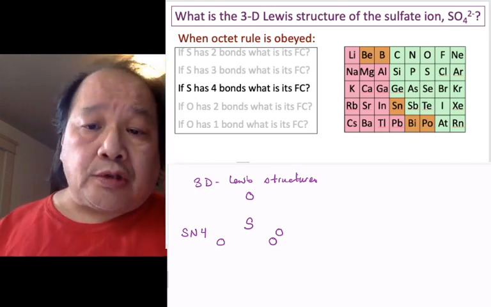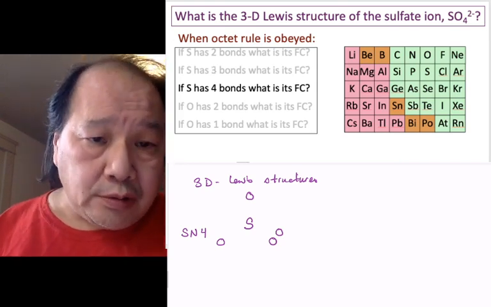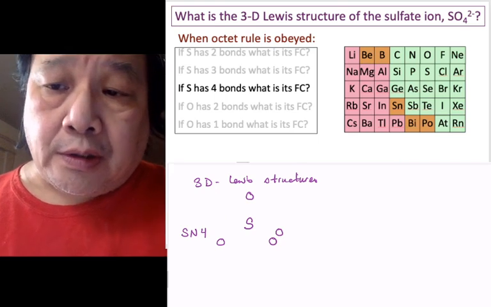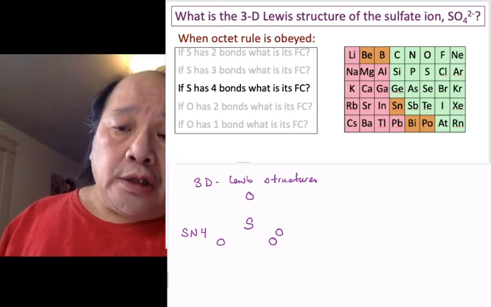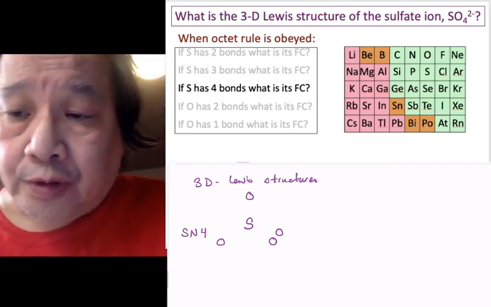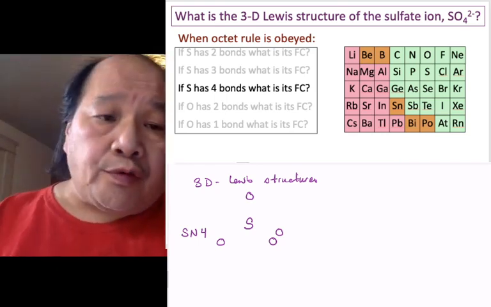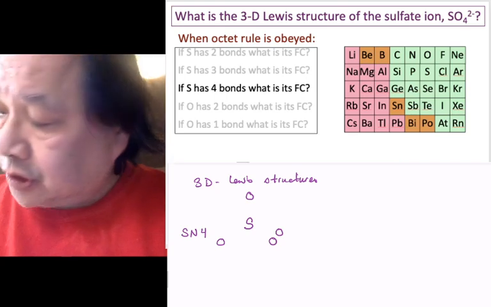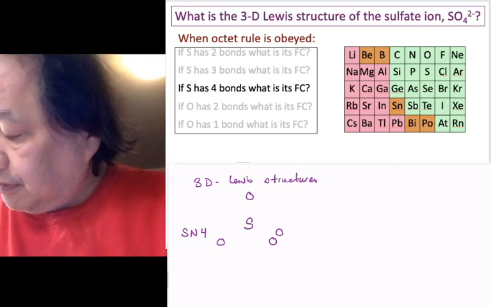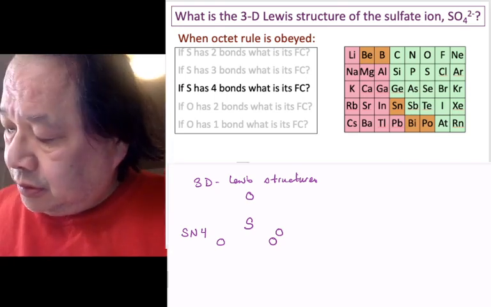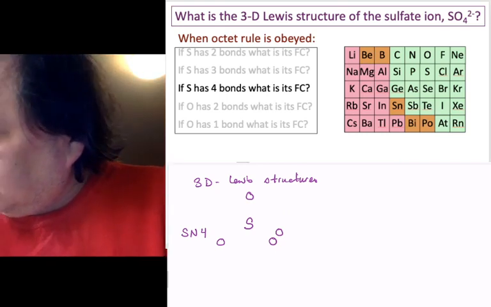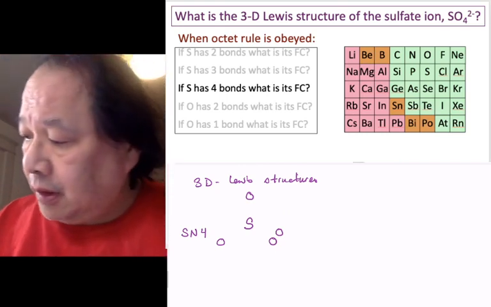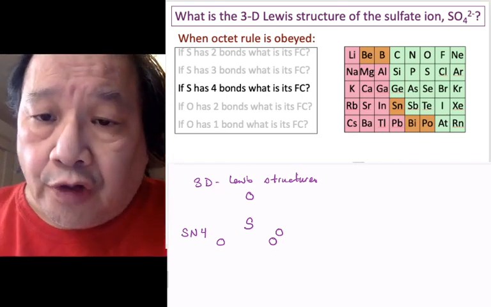And here's something interesting. What if sulfur would have 4 bonds? What would its formal charge be? Well, the third row element that likes to make 4 bonds is silicon. Silicon formal charge 0 makes 4 bonds. Sulfur would have to have what formal charge? Put it in chat. And the answer is +2. So sulfur with 4 bonds has +2.